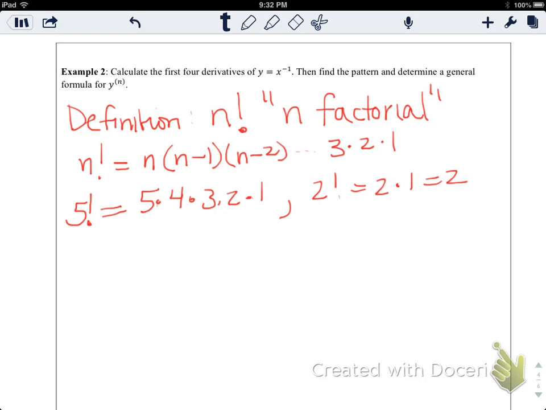But what I want you to do is actually look in your book and follow that example. It's not called example 2 in your book, I don't think, but it's in this section 3.5. Okay, for the sake of time, I want you to do this one on your own.